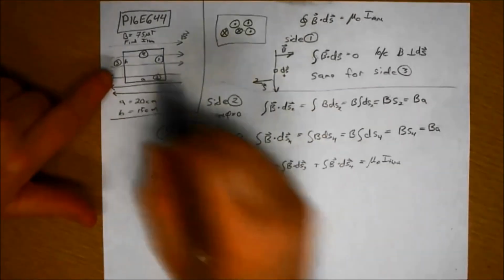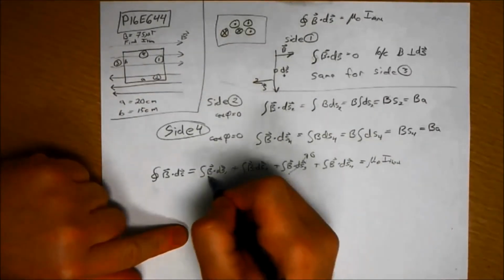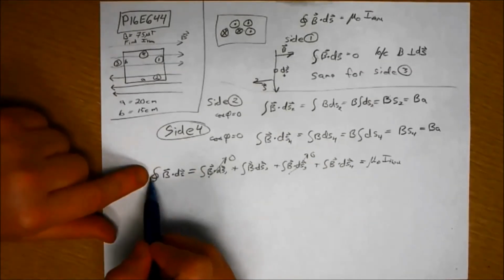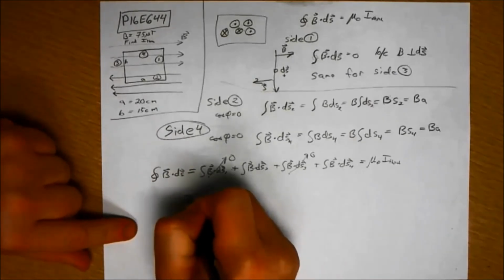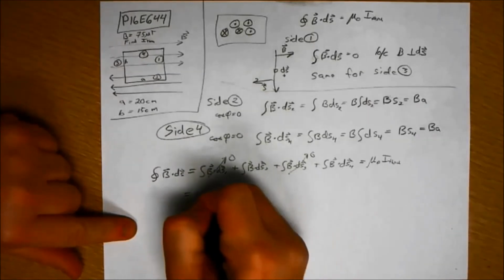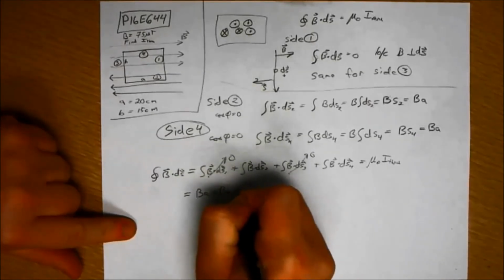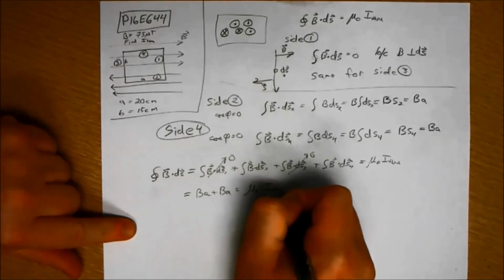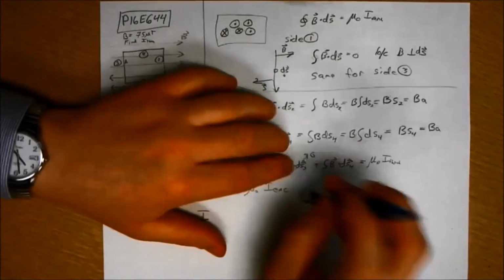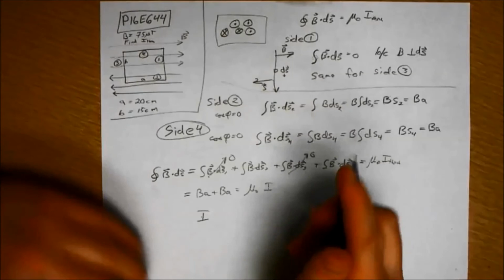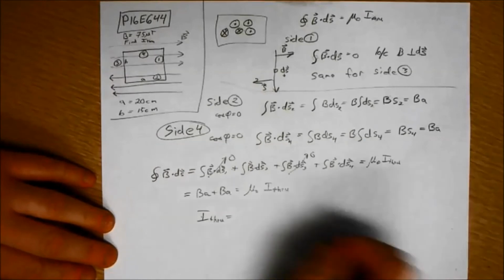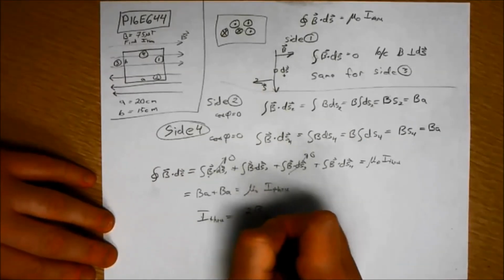Well, we know 1 and 3 are 0. So all of these integrals together add up to the integral around the closed path. So this equals the integral of B dot ds2 and B dot ds4, which is just Ba plus Ba equals mu naught I enclosed, or we're looking for I. I said I enclosed, it should be I through. I'm just trying to differentiate from Gauss's law. So I through is equal to 2Ba over mu naught.